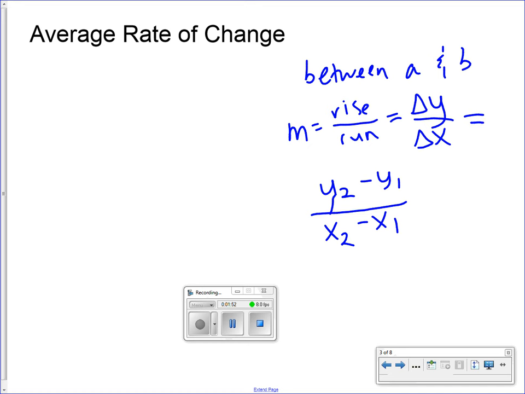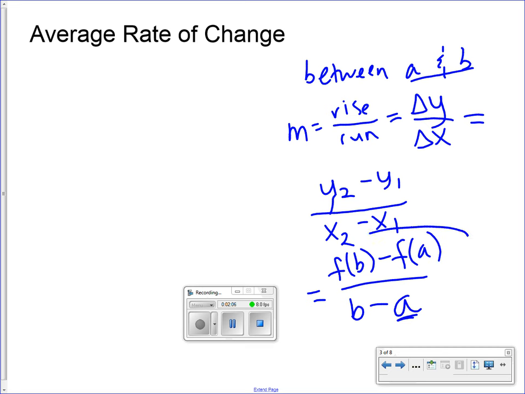If I'm talking between A and B, that's my x1 and my y1. The first x is A, so it actually goes last. So B minus A. The y2 would be the output at B, and the y1 would be the output at A. So that's a formula if you want to find the average rate of change. But it really is just slope.